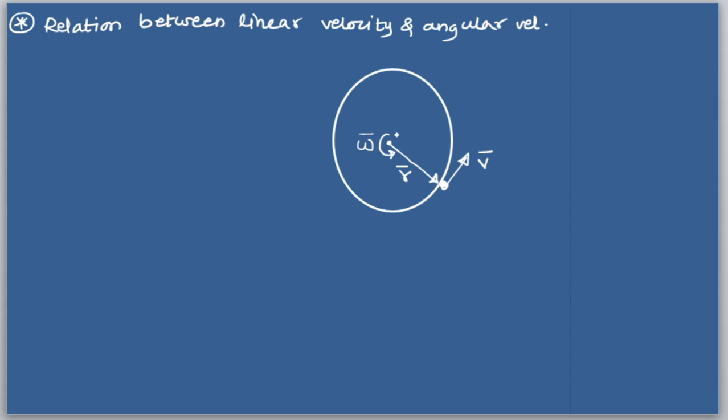What is the scalar relation between them? That is v is equal to r omega. That is the scalar relation between them. And if you want to write the vector relation between the v bar, that is the velocity vector, r bar, that is the position vector of the particle, and the omega bar, that is the angular velocity of the particle, the relation is very simple. That is v bar is equal to omega bar cross r bar.